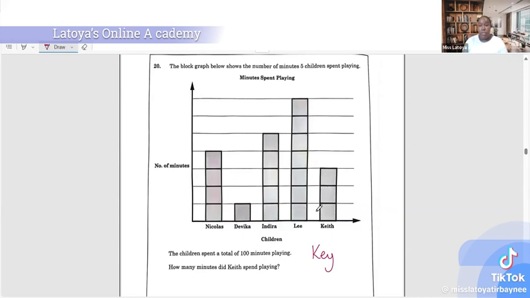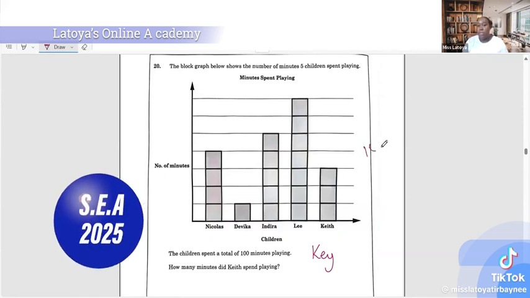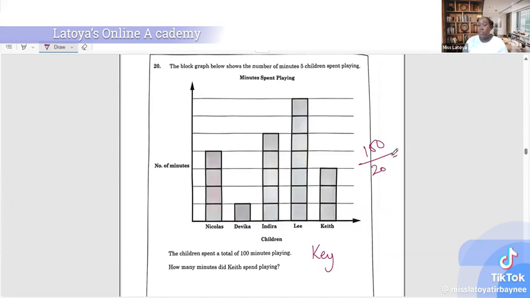Okay? So the first thing we need to do is to check the number of blocks and divide it by the total. Here we have 4, 5, 6, 7, 8, 9, 10, 11, 12, 13, 14, 15, 16, 17, 18, 19, 20. So if 100 minutes was spent playing, you have 20 blocks, you divide and you're going to get 1 block to represent 5. And once we know the key is 5, to determine how many minutes Keith spent playing, we will simply count in 5s. So it's going to be 5, 10, 15. So our answer for 20 is 15 minutes.